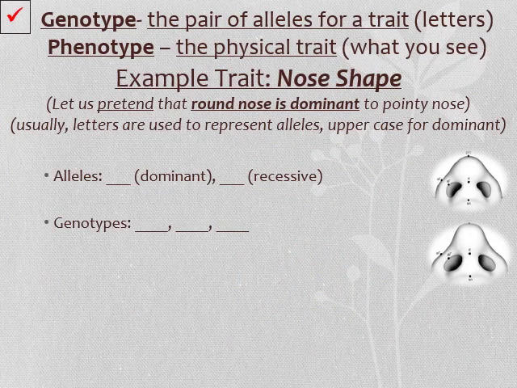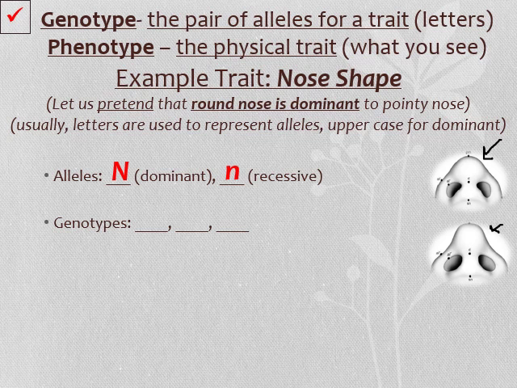Finally, the last few things we have to talk about here are genotype and phenotype. A genotype is the pair of alleles for a trait, so for example, these letters, either capital or lowercase. The phenotype would be the physical trait, or what you see. Today we're going to be using nose shape. Let's pretend that for this instance, a round nose, denoted by this up here, is dominant over a pointed nose, right here. Let's use the letter N for nose. Capital N would be dominant, and lowercase n would be recessive.